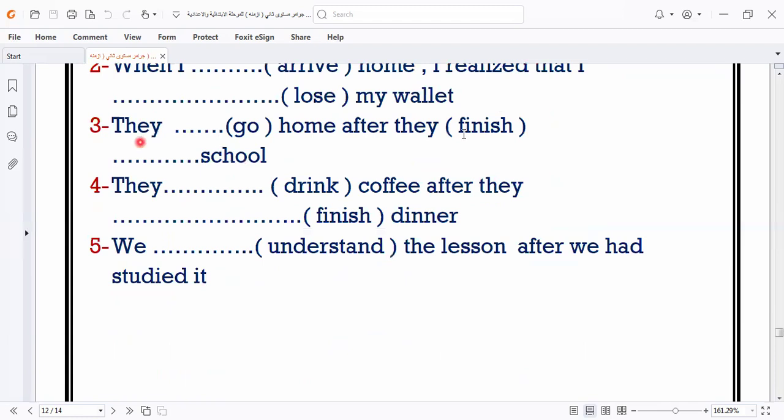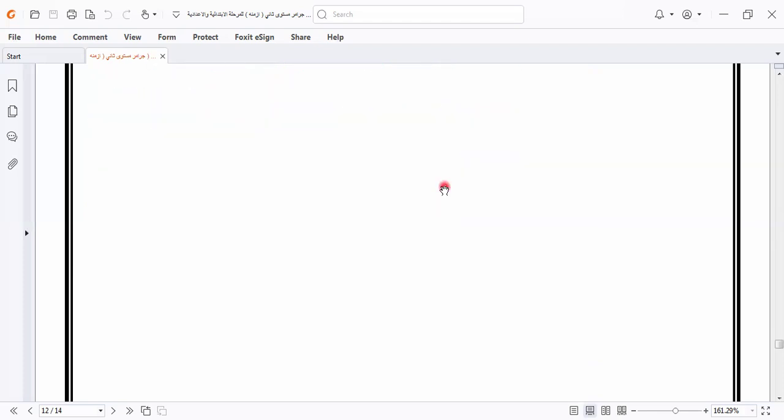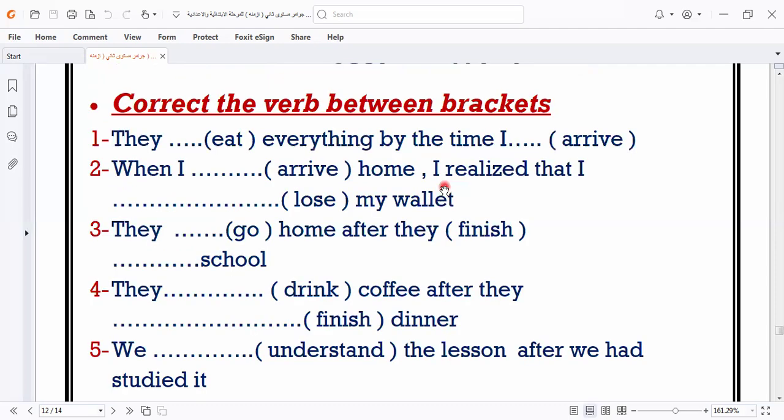They went home after they finished school. So here we have after, followed by what? Had finished. So here they went home after they had finished school. You know, here the past participle will be in this part. After they, here after. So the answer is: they drank coffee after they had finished dinner. I will leave the rest to do as homework. I will leave this exercise to do again.